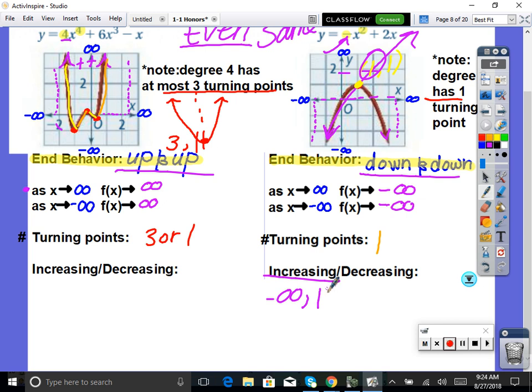Now, a turning point isn't increasing or decreasing. If you're at the top of the hill, you're not climbing anymore and you're not going downhill. Our decreasing interval would be from this x value 1 to infinity. So decreasing would be from 1 to infinity. That makes sense how to write it. Okay, cool.